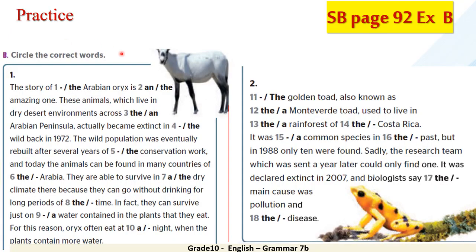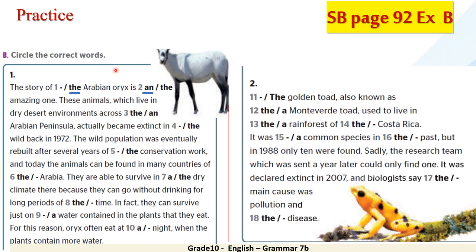Now let's practice what we have just learned by answering the following exercise in your student book, page 92, exercise B. Circle the correct words. The story of the Arabian oryx is an amazing one. So I'm talking here about a very well-known animal, which is, that's correct, the Arabian oryx. So what's the correct article here? That's right, an amazing one. Now please pause the video for a while. Try to answer the rest of the questions.